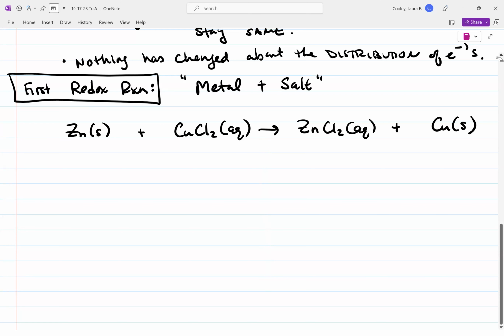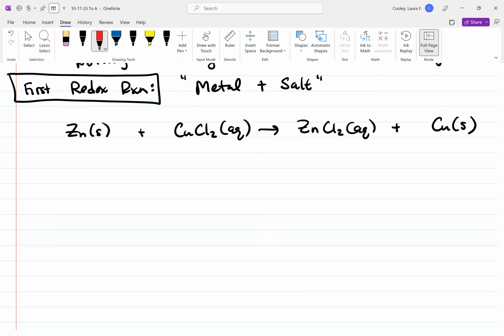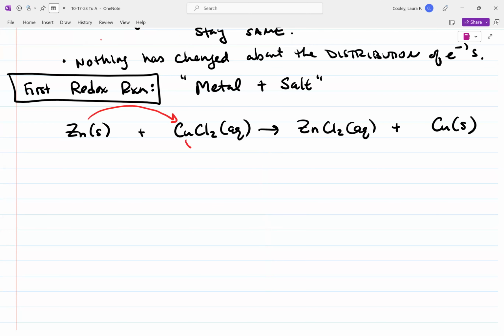Oh, by the way, what's happening here is that zinc displaces the copper. It kicks the copper out, it replaces it, and you end up with solid copper here, whereas you had a copper ion here. So let's look at the different sides of this reaction and see what we can see. Okay, so let's look at zinc. On the left side, what do we have? We have zinc metal.